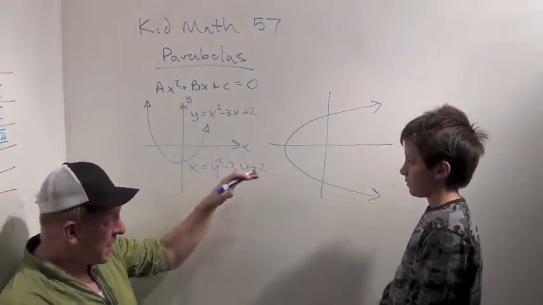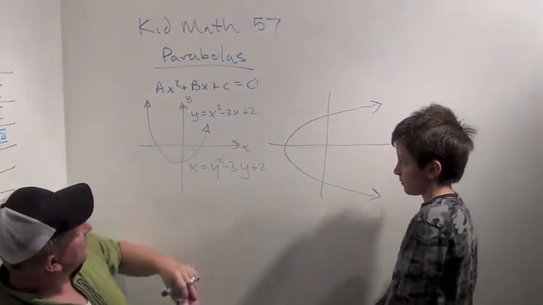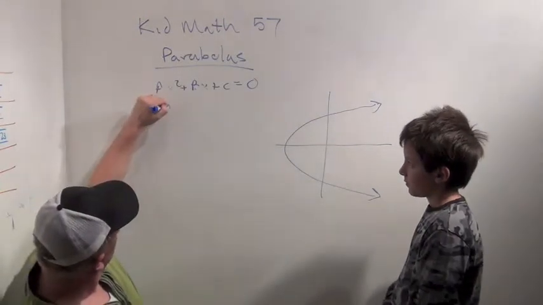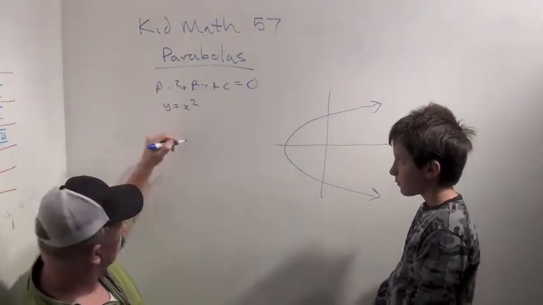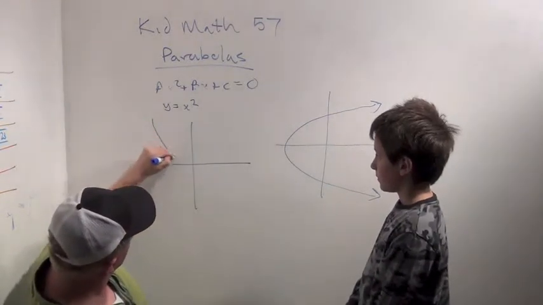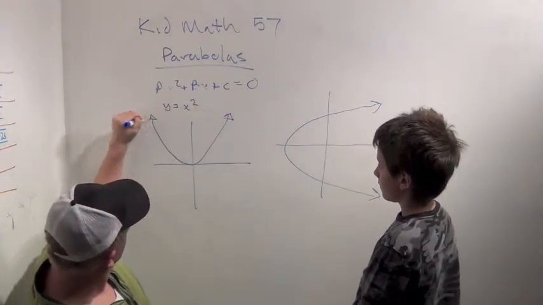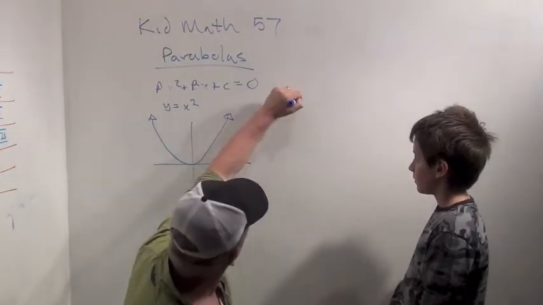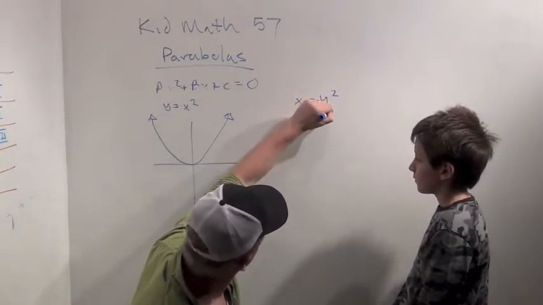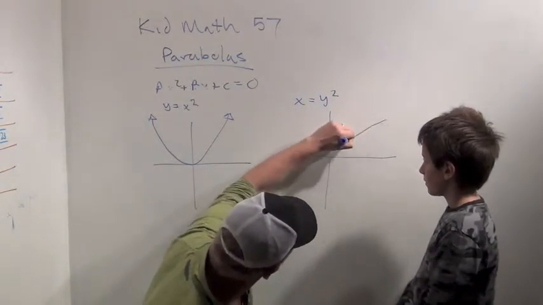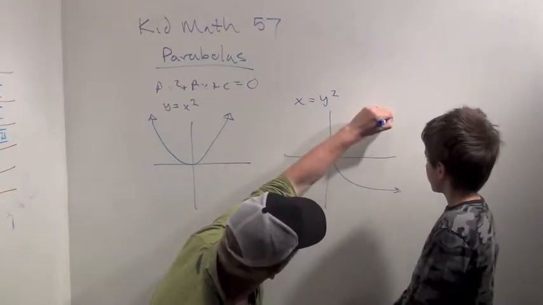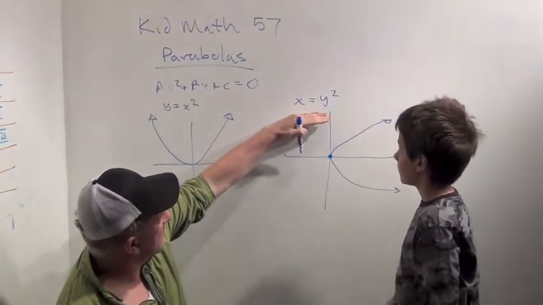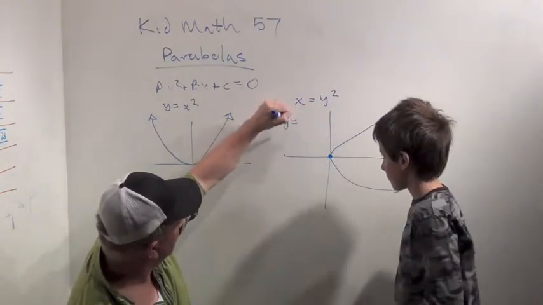If we just take the simplest possible parabola, y equals x squared, simple, right? That's tangent to the axis here. It goes up like that. Now let's reverse it. x equals y squared. It's tangent right there. Now, can you turn this into y equals something? How would you turn this into y equals something?